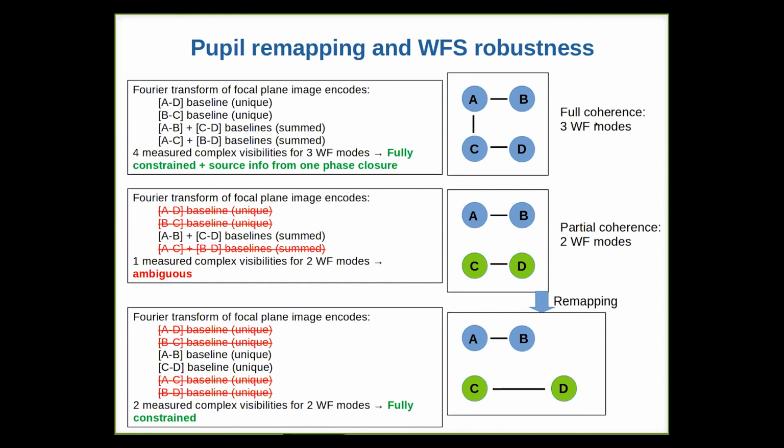But you're okay. You measure 4 complex visibilities. You have 3 wavefront modes you're trying to get. So you're going to get a fully constrained wavefront. Plus, you get a bonus. You get 1 phase closure, which gives you information about your object.